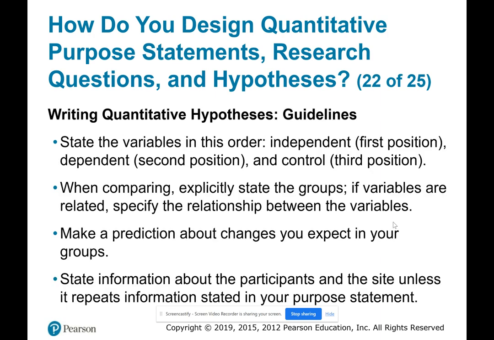Here are guidelines when writing your hypothesis. Number one, state the variables in this order: independent variable, dependent variable, control variable. Number two, if you are comparing groups in your hypothesis, state the groups. If variables are related, state the relationship of the variables specifically. Number three, make a prediction about the changes you expect to get out of your groups, such as less or more than, favorable or no changes, etc. Then you will test this prediction using statistical procedures. Number four, give information about the site and participants, but if stated in the purpose statement, then it might not be necessary.